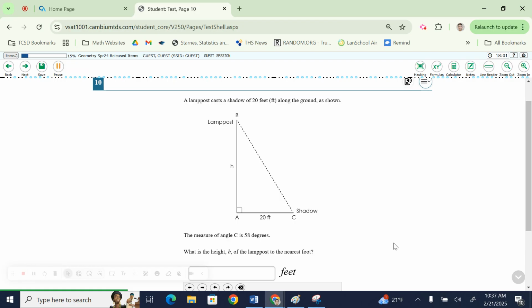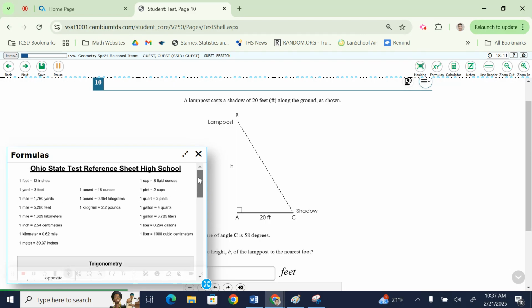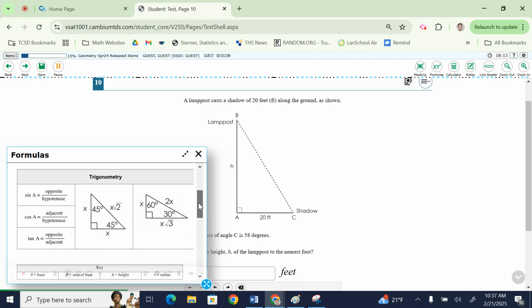So this is a right triangle problem that gives you side lengths and angle measures. This means this is a trig question. If you don't recall what trig is, if you open up your reference sheet and you scroll down, there is your trig. And again, because it is a 58-degree angle and not one of these special angles, we are going to use trigonometry, sine, cosine, and tangent.